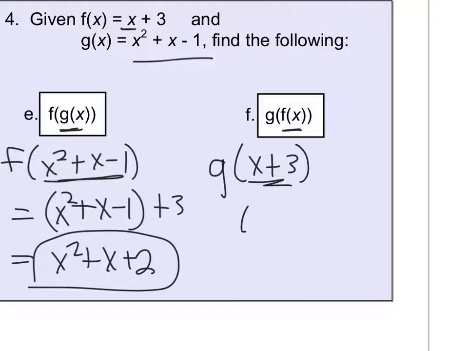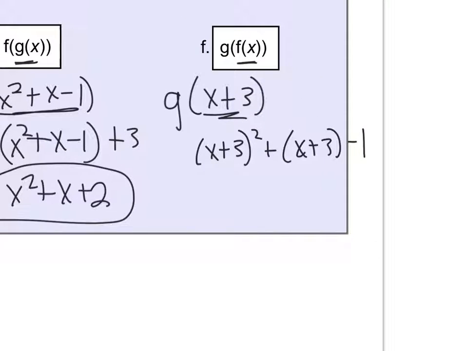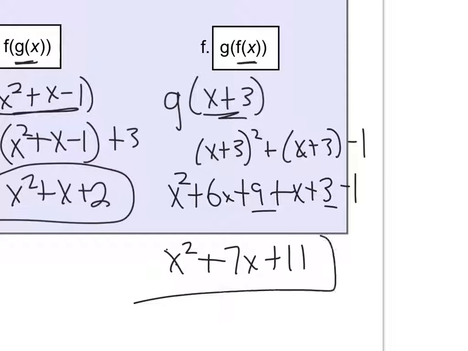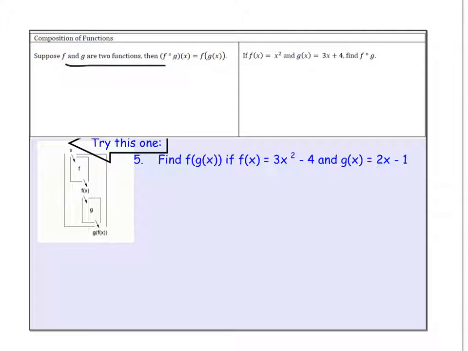So I'm going to take that and substitute it into g of x. So wherever there's an x, I now put x plus 3. So x plus 3, be careful. All you guys are going to try and tell me it's x squared plus 9. That is incorrect. It's actually going to be x squared plus 6x plus 9 plus x plus 3 minus 1. So it becomes x squared plus 7x plus 12 minus 1, which is plus 11. That would be my composed function. I'm putting the two together.